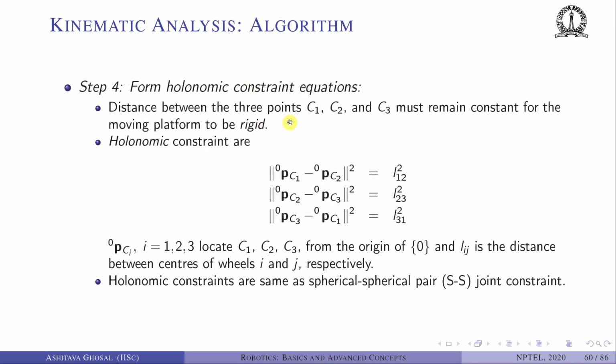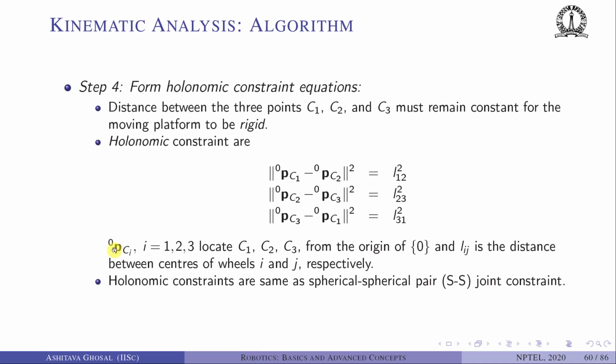We form these holonomic constraint equations. What do we mean by holonomic? They are not related to the derivatives of the generalized coordinates. So basically, what are these three holonomic constraint equations? That the distance between C1, C2, C3 must remain constant because the top platform is rigid. Okay, so |PC1 minus PC2| squared is L12 squared, and so on.